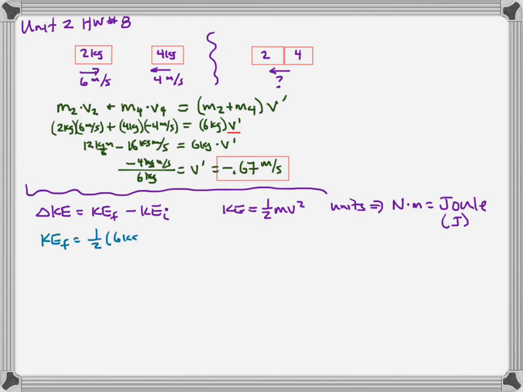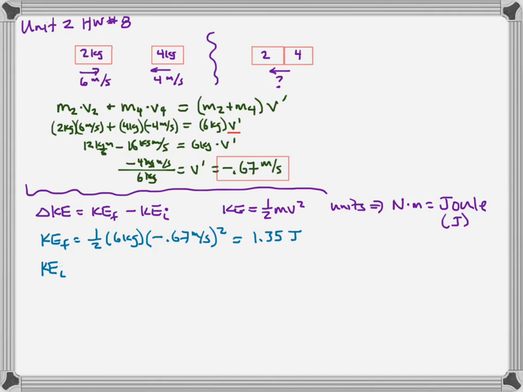So here we go. We're going to start with the final. We go 1/2 m, we've got 6 kilograms because the 2 and the 4 are moving together, times that negative 0.67 meters per second squared. Now notice whenever you square a negative, the negative goes away. So really, the signs when we're doing kinetic energy don't make any difference. It's just about how fast are they going, which is really nice. You don't have to worry about signs. But you do have to remember to square the velocity term. So we square the velocity term and only the velocity term, then we multiply it by the mass and 1/2. So we get 1.35 joules. So that is the final kinetic energy.